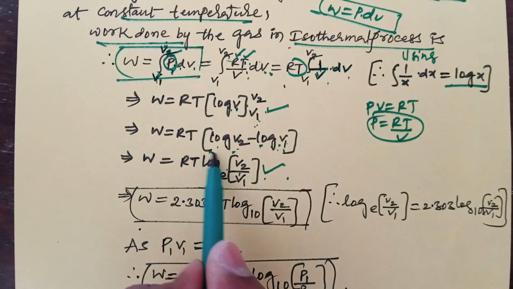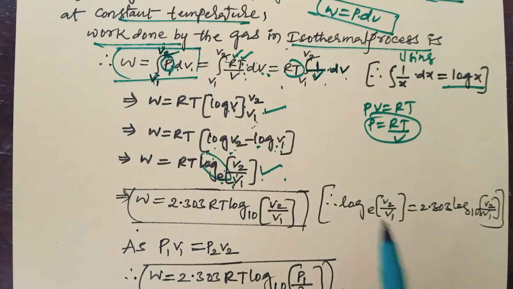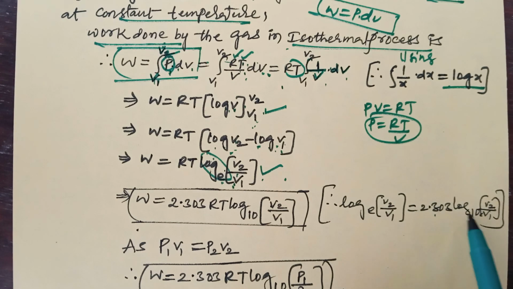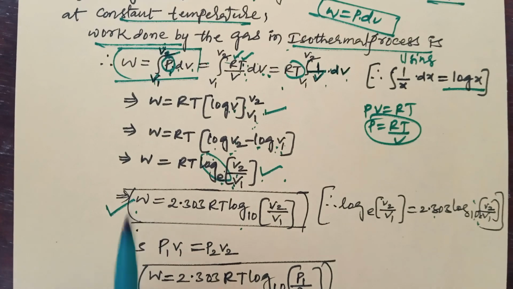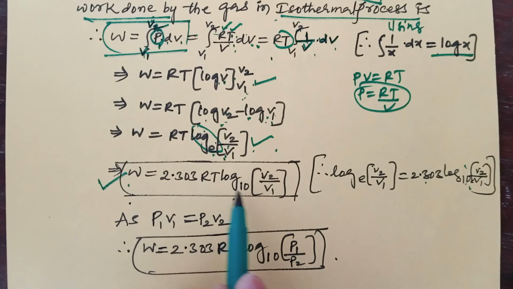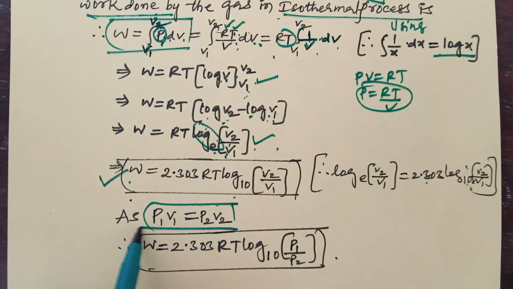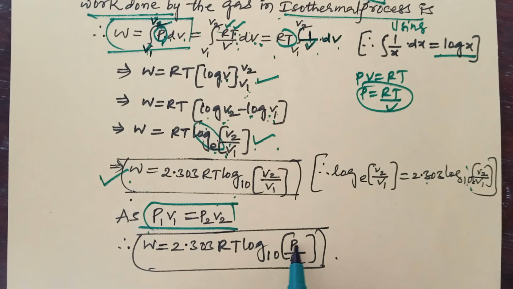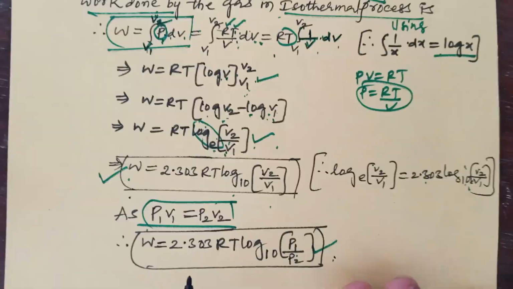Easily we can find the value of log e. From the logarithmic table, the conversion is 2.303 times log to base 10 of V2 by V1. So what is our work done in the isothermal process? W is equal to 2.303 RT log of V2 by V1. As P1 V1 is equal to P2 V2, in place of V2 by V1 we can write P1 by P2.